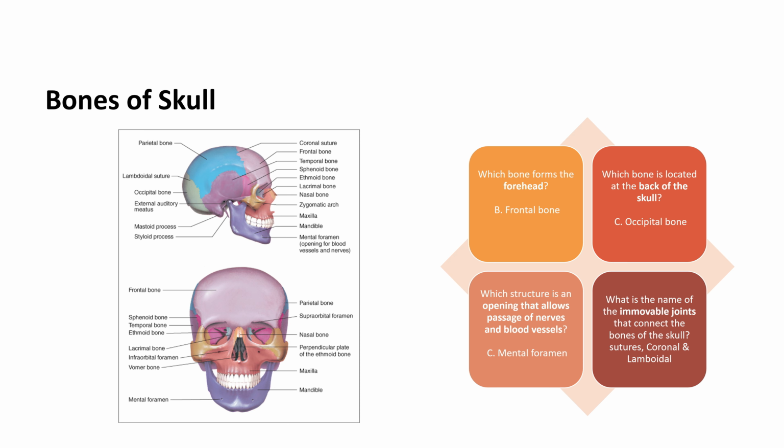So your forehead is going to be your frontal bone. Which bone is located at the back of the skull? Your occipital bone. Which structure is an opening that allows passage of nerves and blood vessels? That's going to be your mental foramen. What is the name of the immovable joints that connect the bones of the skull? That's going to be your sutures, your coronal and your lambdoid.